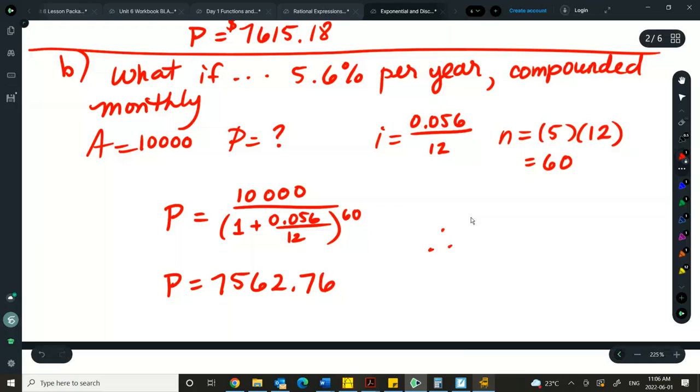And then you would say, therefore, in order to have $10,000 in 5 years, when it's compounded monthly, I would be investing $7,500 instead of $7,600. About $50 difference.